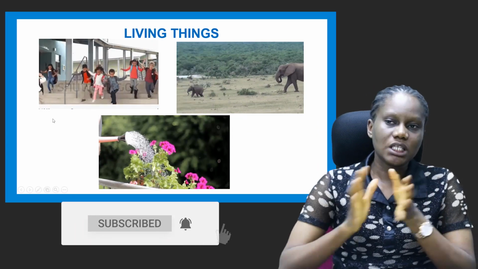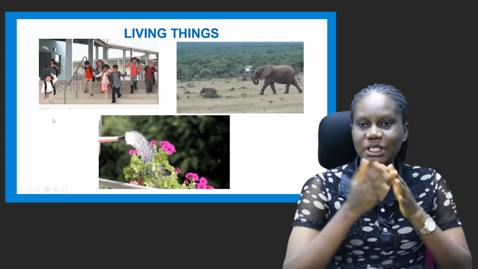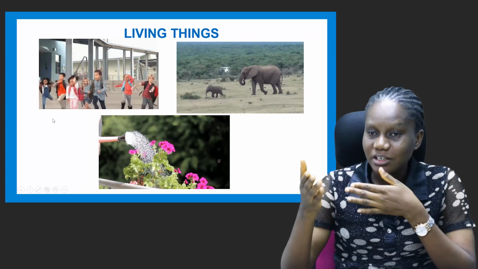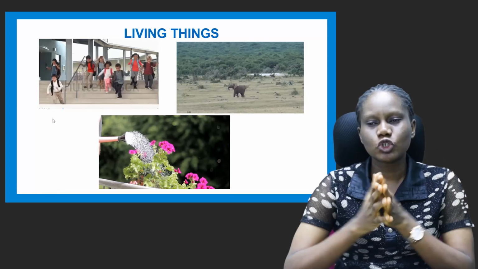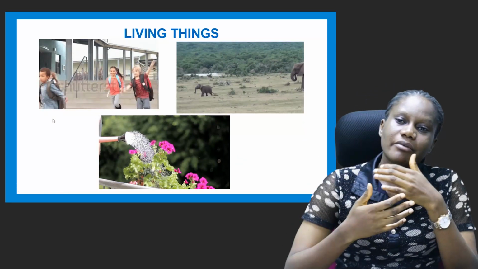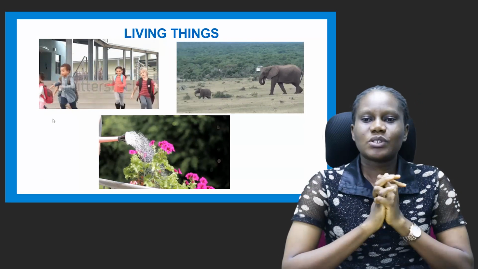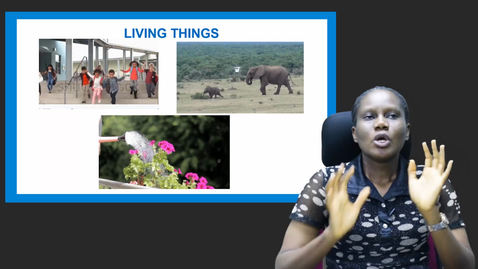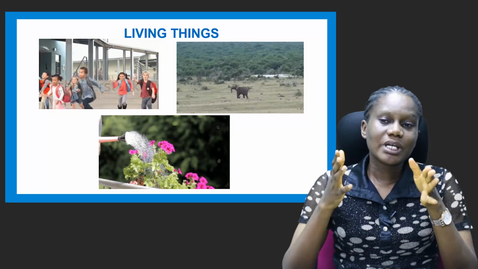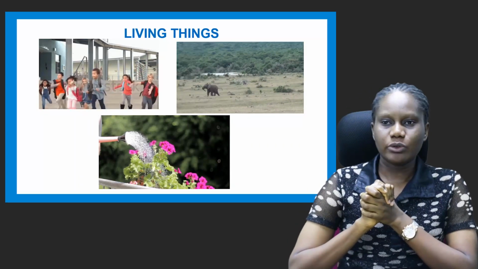Whereas the living things are the things that have life in them. From the picture, you can see the kids are running, you can see the elephant, you can see the plants moving. So it shows that they are living, they are responding to stimuli, they are breathing, they can grow, they can eat. So they are all living things. As I earlier said, we have categorized matter into living and non-living things.